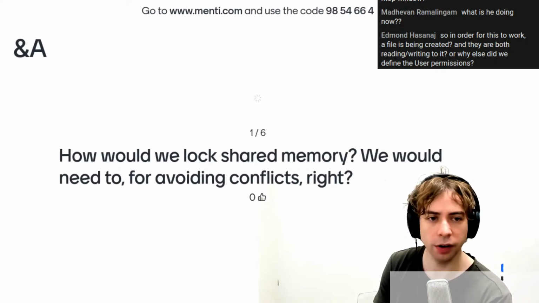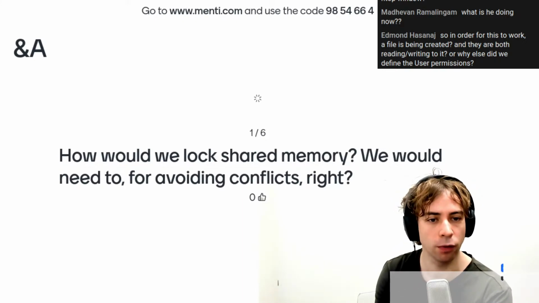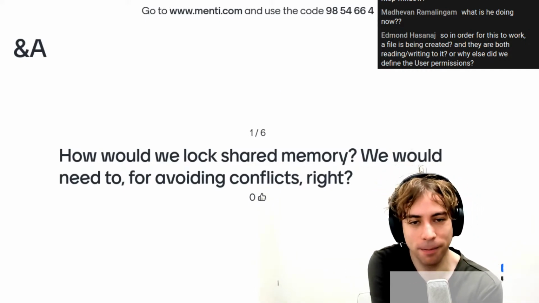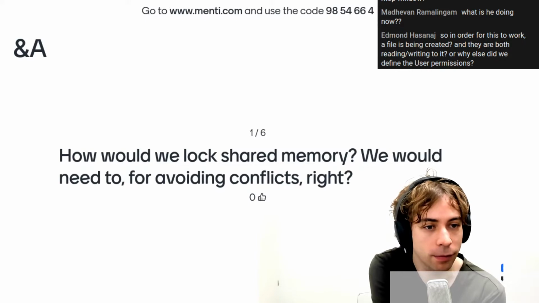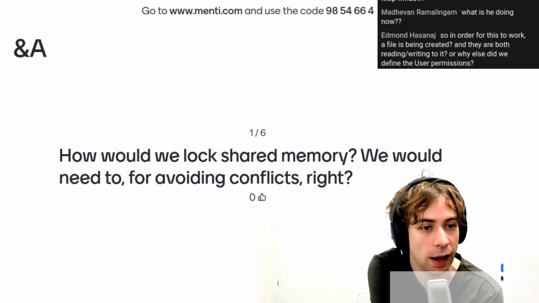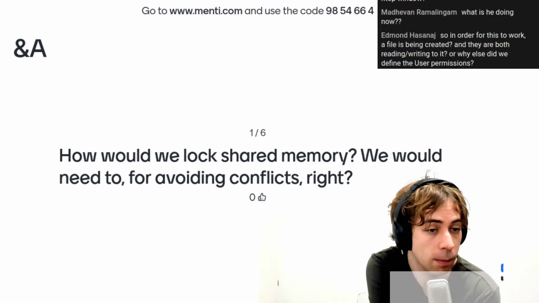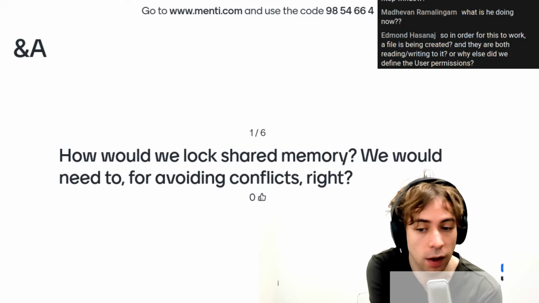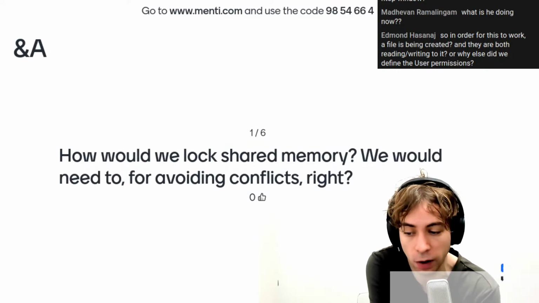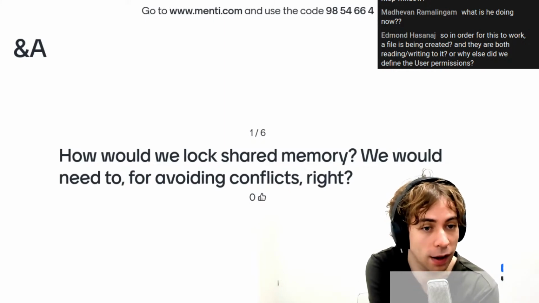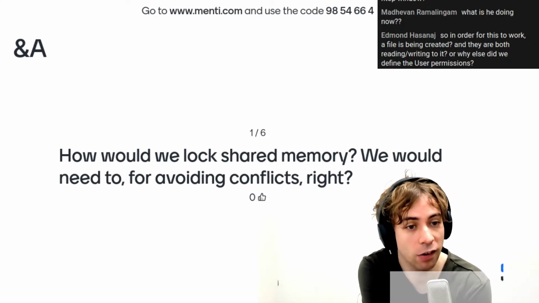How would we lock shared memory? We would need to, for avoiding conflicts, right? Yes, of course. For instance, I use the character pointer here, but imagine using a struct pointer instead. You define a struct, and a member of the struct could be a sem_t or a pthread_mutex_t or a pthread_cond_t. And then you can use sem_init or pthread_mutex_init on this semaphore or mutex that is placed in a struct in shared memory.